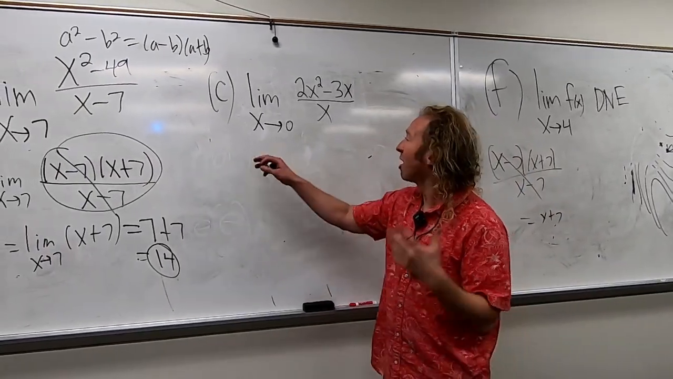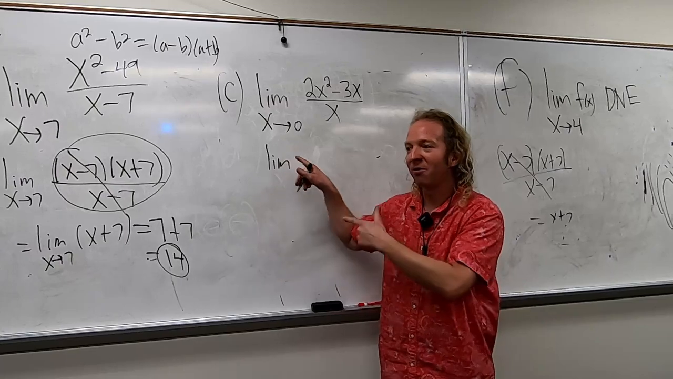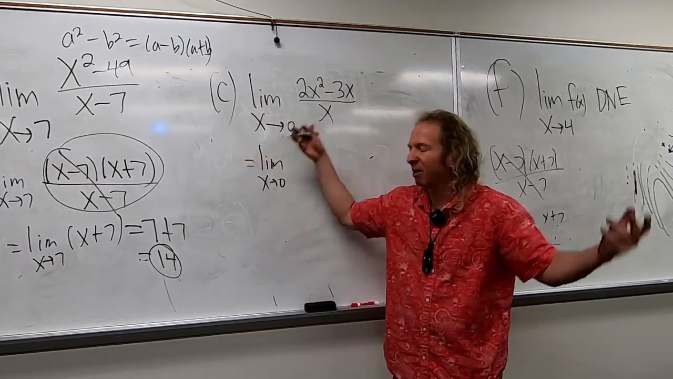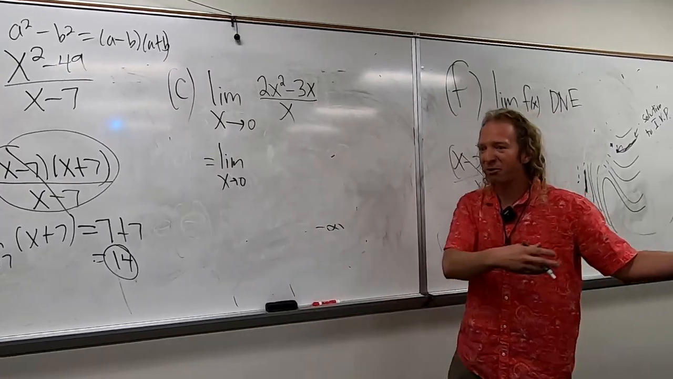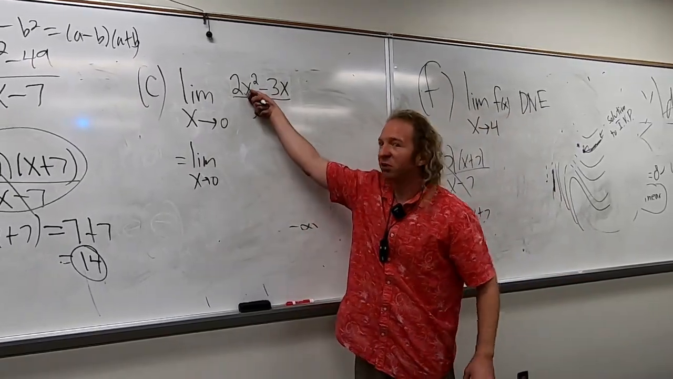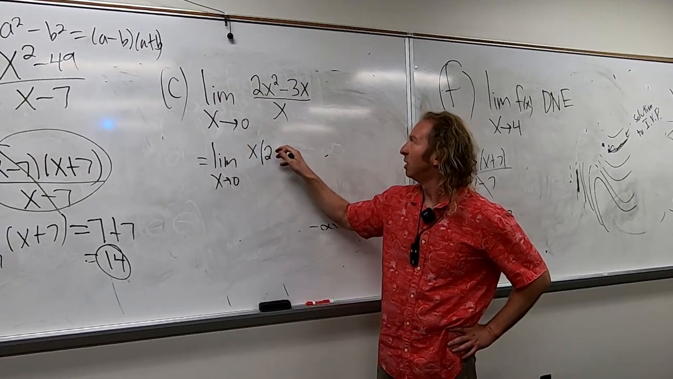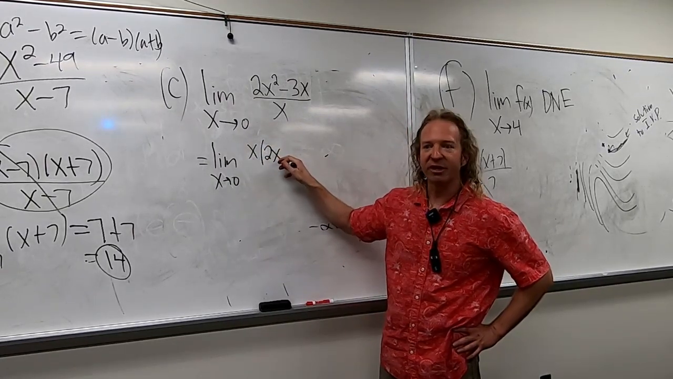Good. So how do you start? What do you do first? What do you factor out? The x. Yeah. That's a good test question. Again, this is next time. Why are we doing it today? I don't know. But it'll help us for the homework and it's good to learn stuff. Let's pull out the x. So we get 2x minus 3.